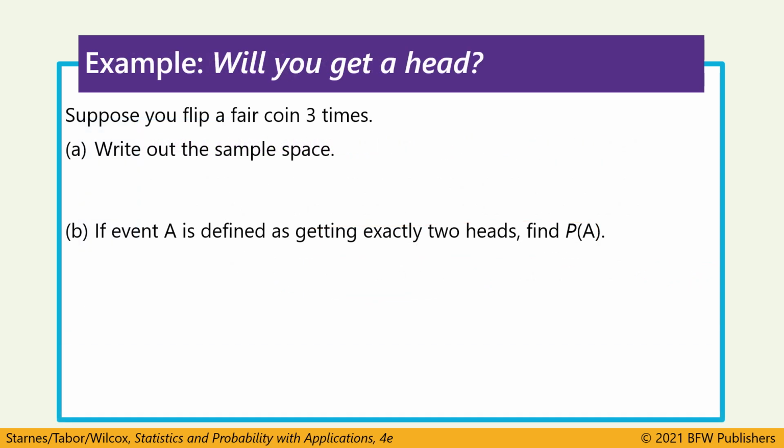Now let's say we flip a fair coin 3 times. We want to write out the sample space, which are all the outcomes that can occur, and it would look like this. When it comes to figuring out what outcomes are in our sample space, it can be a little tricky, and the easiest way to do it is with a tree diagram.